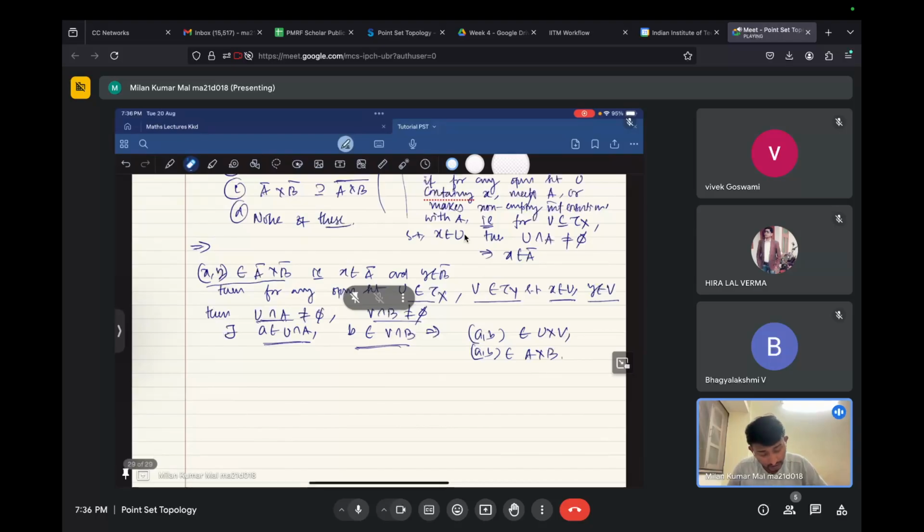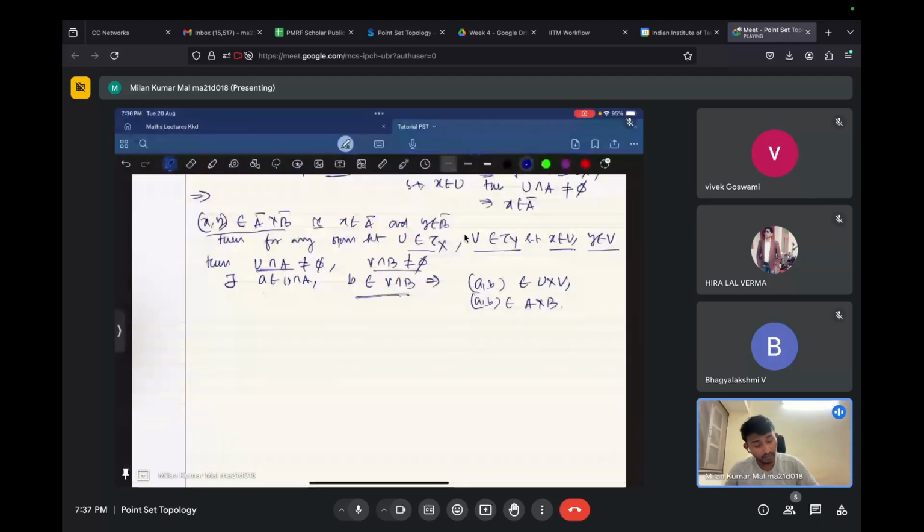So a is coming from here and b is coming from here. So (a, b) is coming from U cross V, and (a, b) is coming from A cross B as well. So now (a, b) is actually sitting inside U cross V intersection A cross B. Now we want to show that (x, y) is sitting inside the closure of A cross B. How will we show this?